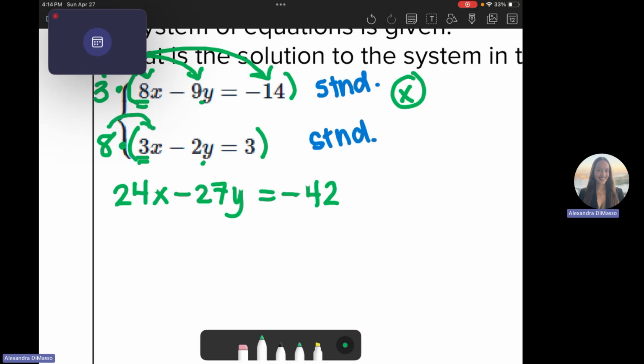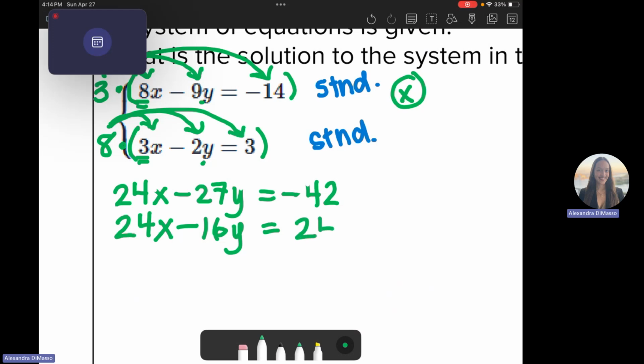So 8 times 3x gives me 24x. 8 times negative 2y gives me negative 16y. And 8 times positive 3 gives me 24.